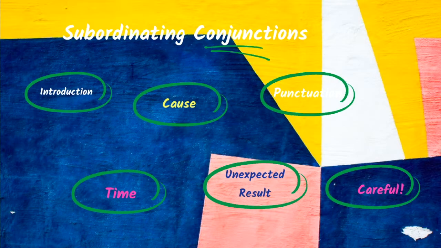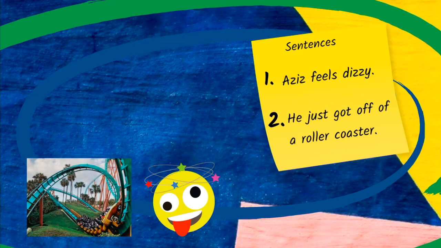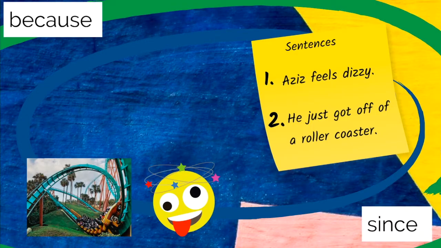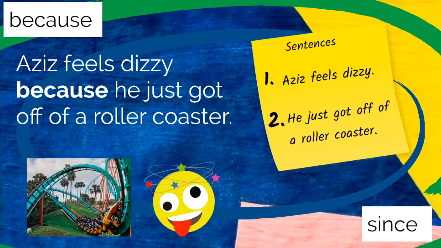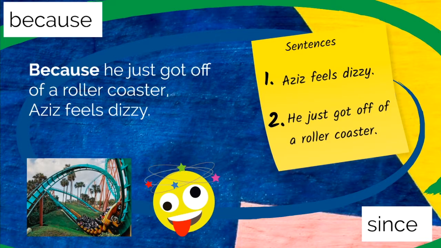Let's look at some other examples of relationships that show cause and effect. Because and since are different words, but they mean the same thing when we use them to show a cause. Here our two sentences are, Aziz feels dizzy, and he just got off of a roller coaster. We can use because or since to connect these sentences. I could say Aziz feels dizzy because he just got off of a roller coaster, or Aziz feels dizzy since he just got off of a roller coaster. There's no difference in meaning. They mean the same thing. Or we could put the subordinating conjunction first and say, because he just got off of a roller coaster, Aziz feels dizzy.